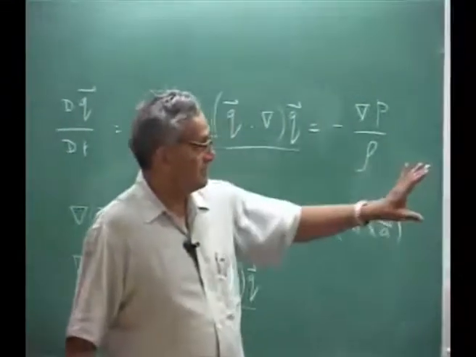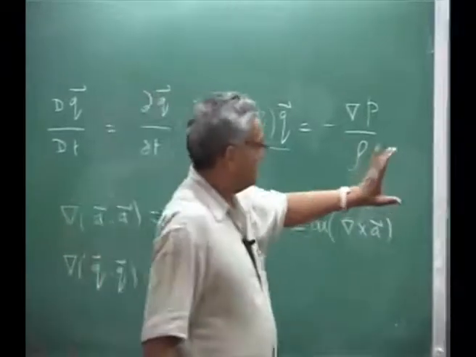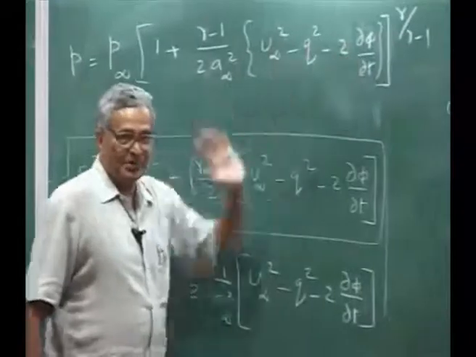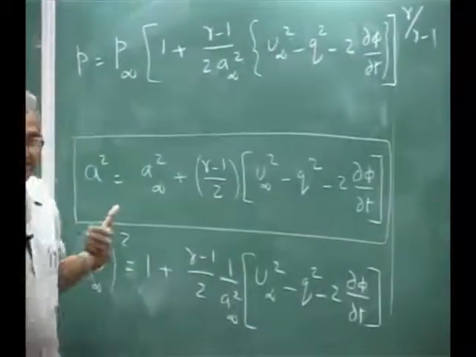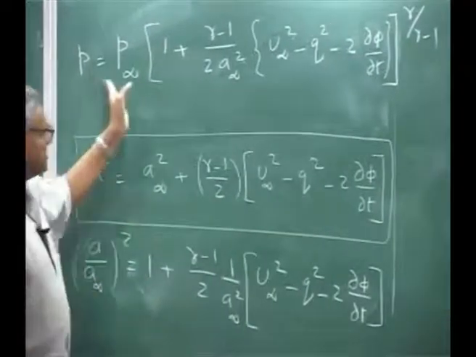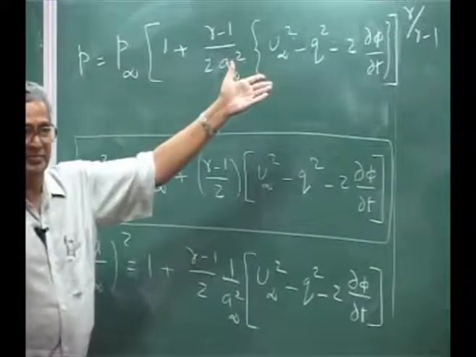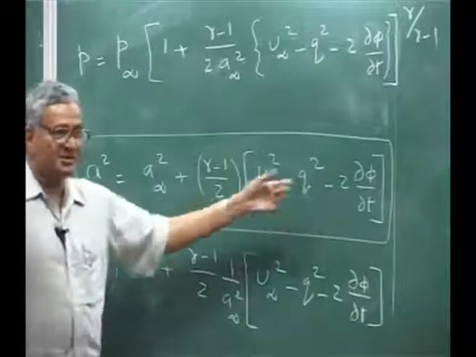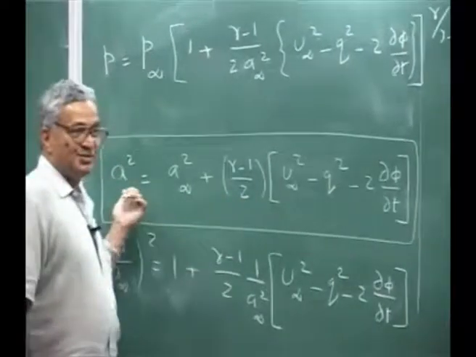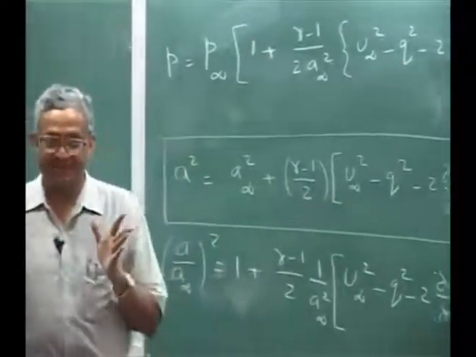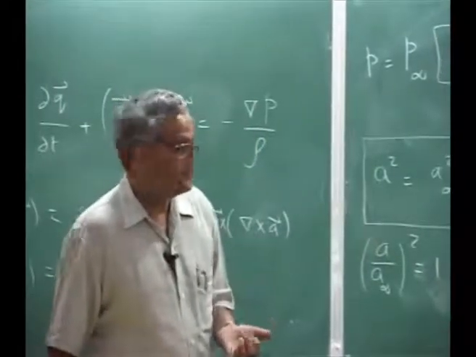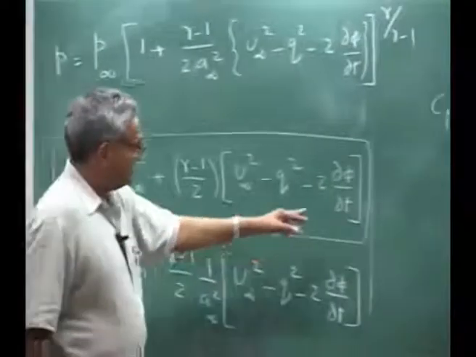Now you see, we have the pressure expression in terms of potential. That means if I know the potential, I can get the pressure at any point. And if I know the potential, I can get the speed of sound at any point. The next question is, how do I get my equation for phi?